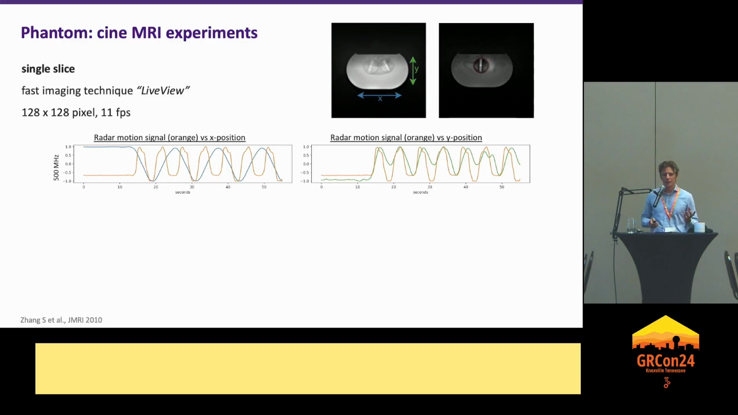So on the left side, you see the X position of the inner compartment, and on the right side, the Y position. And overlaid in orange is the Doppler signal. Now these curves, they don't match. That's because Doppler encodes velocity primarily, not position. But you can see that we can recover a motion signal from inside this phantom.